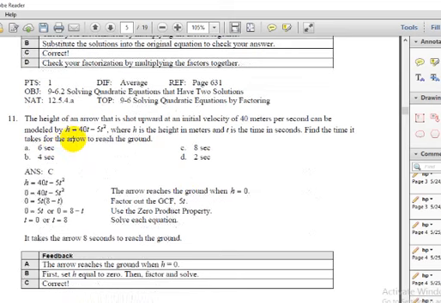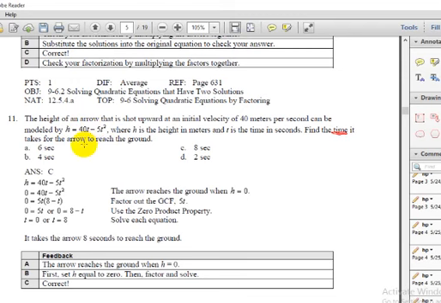So important problem. Please concentrate with me. The height of an arrow that is shot upward at an initial velocity of 40 meters per second can be modeled by this equation: h = 40t - 5t^2, where h is the height in meters and t is the time in seconds. Find the time, that means find the value of t. Or solve this equation to find the t.